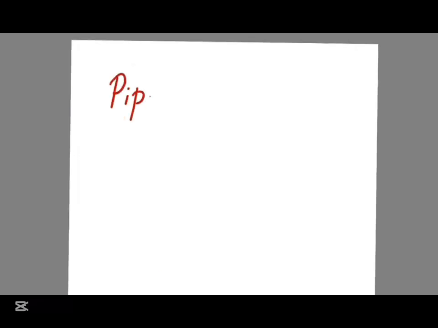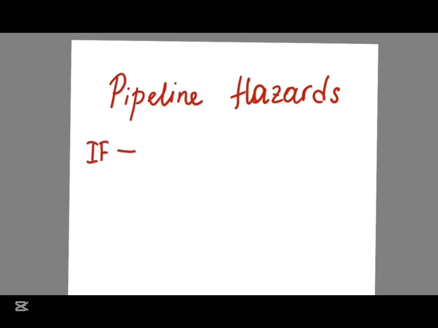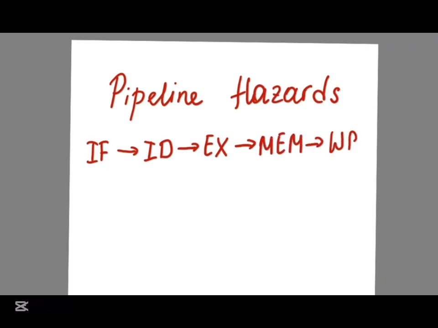Hello, and now I'll be explaining pipeline hazards in computer architecture. Pipelining is used to increase performance by allowing multiple instructions to overlap in execution, and this is a classic 5-stage pipeline. Each instruction goes through instruction fetch, instruction decode, execute, memory access, and write back.